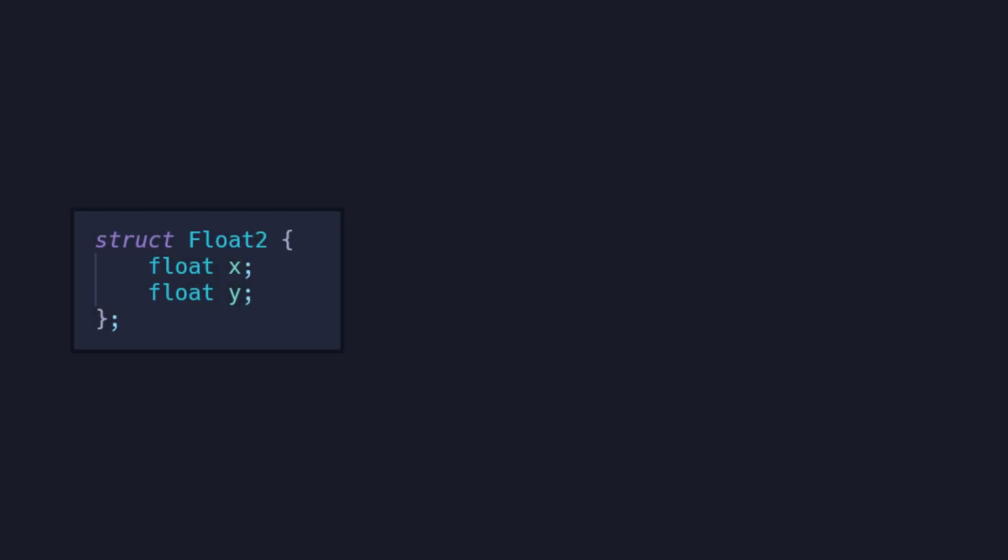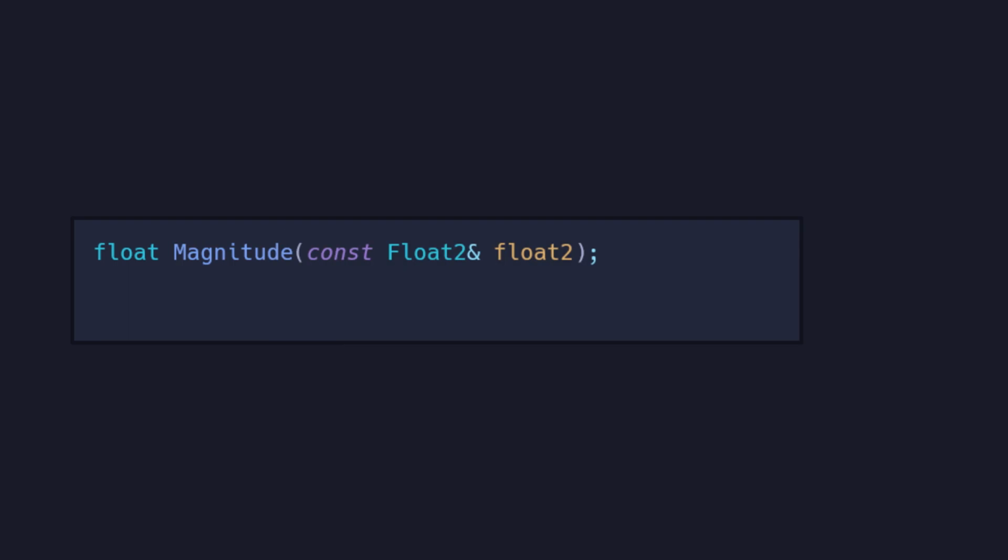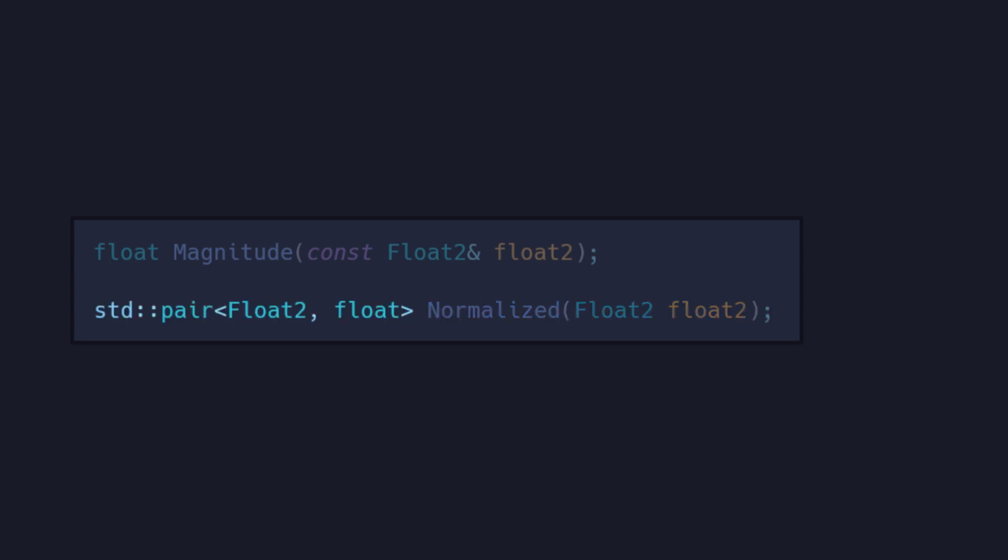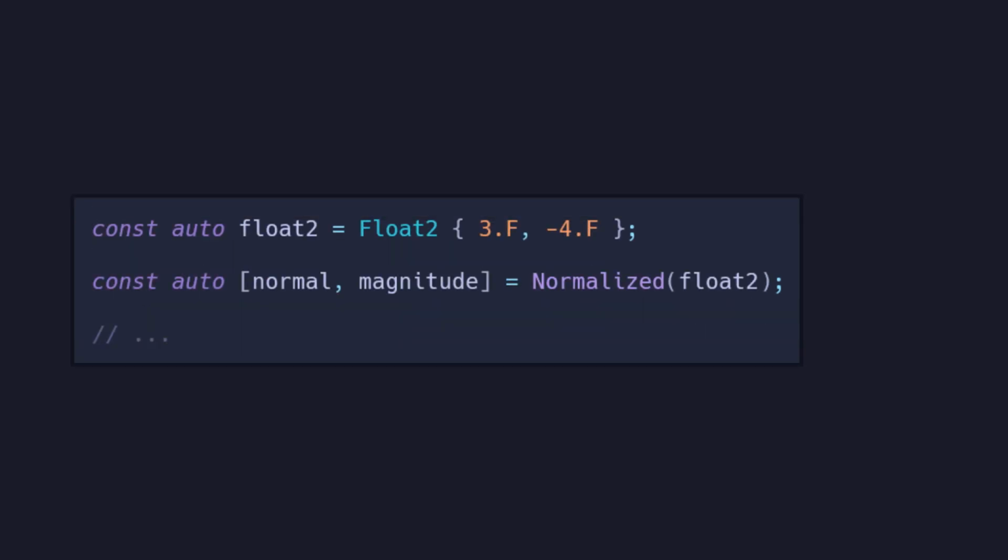The main use case for structured bindings is multiple return values from a function. Let's consider this float2 struct that represents a two-dimensional vector. The magnitude calculates the magnitude, and the normalized function returns the normalized version of this vector. Since calculating the normal involves calculating the magnitude, a potential optimization could be to return this value as well, since we already calculated it anyway. For now, we'll use a pair to do so.